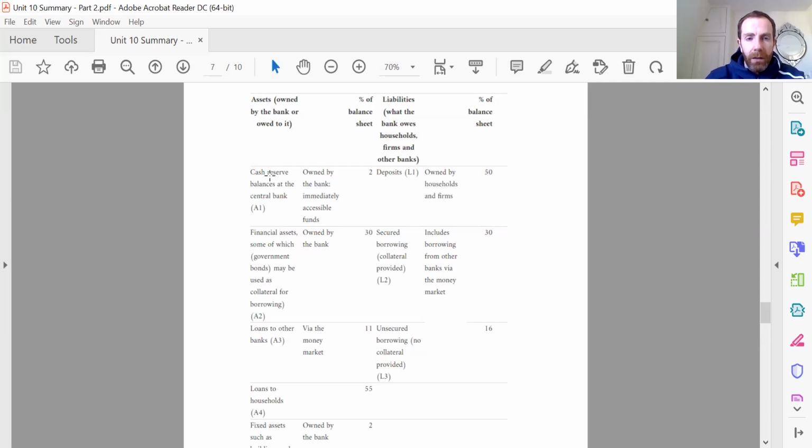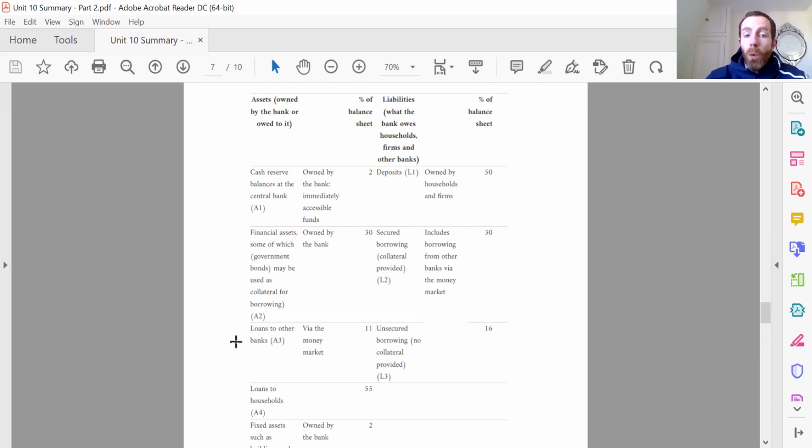So the first thing, cash reserve balances at the central bank. These are the bank's own assets that it can go to the central bank and get out. Then financial assets, so other financial assets, things that it might own. So it gives government bonds here. Maybe it owns some shares, some derivatives. So these are all things it owns.